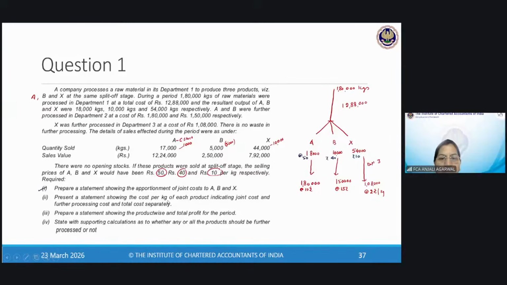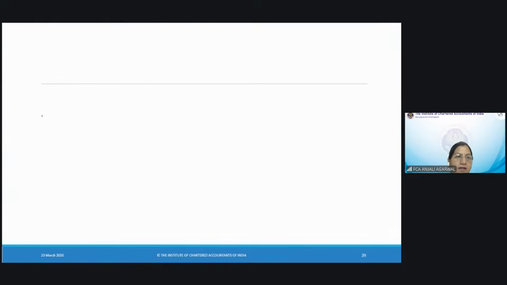There is a message in the chat window. Why output taken and not sales volume? Simply speaking, let's say you incurred a cost of 80,000 and prepared 8,000 units. So what is the cost per unit?